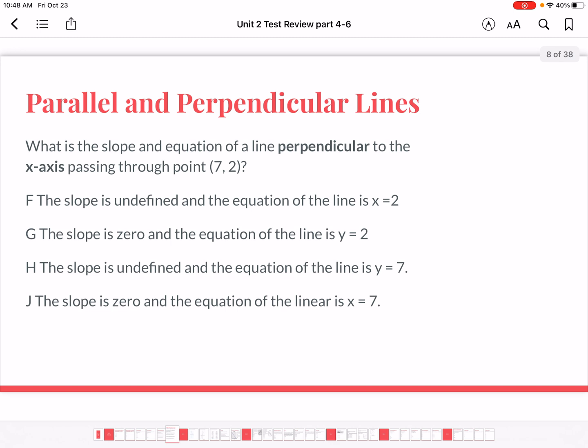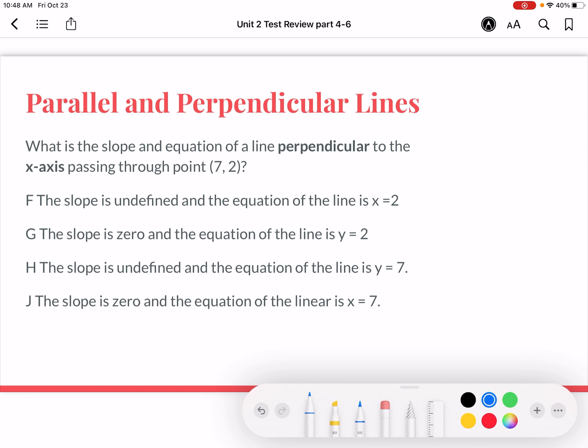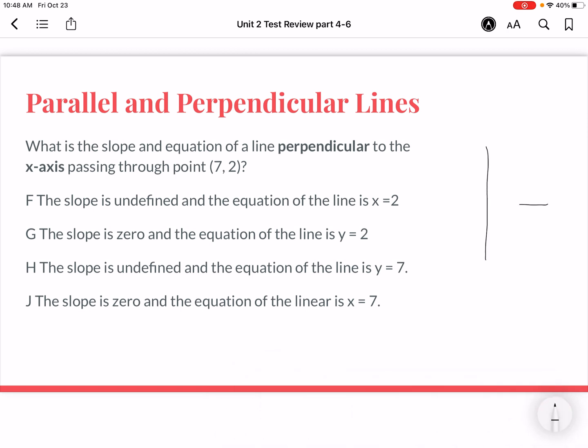All right, I want you to try this one. What is the slope and equation of a line perpendicular to the x-axis passing through the point (7, 2)? So follow the same steps we just did. Pause the video and work on that. Okay, welcome back. Again, we're going to draw our coordinate plane. Label it x and y, and it tells me my point is (7, 2). So there roughly would be (7, 2).